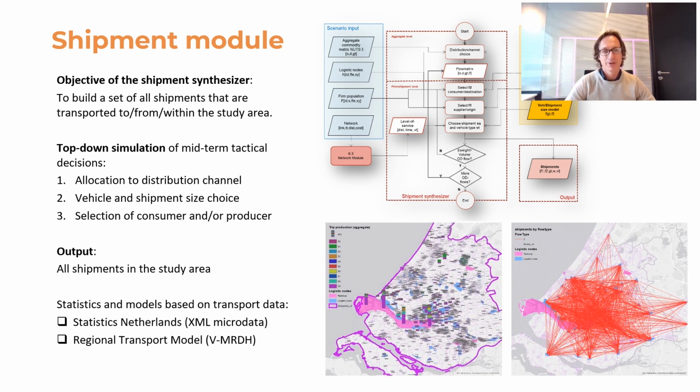First of all, the commodity flows are allocated to a distribution channel. Then vehicle and shipment size choice is simulated, and the shipments are allocated to the right consumer and the supplier of the goods. The result of this simulation procedure is a synthetic set of all the shipments in the study area. For model calibration, we use different data, such as the XML microdata that was discussed already, and data from the regional transport model.